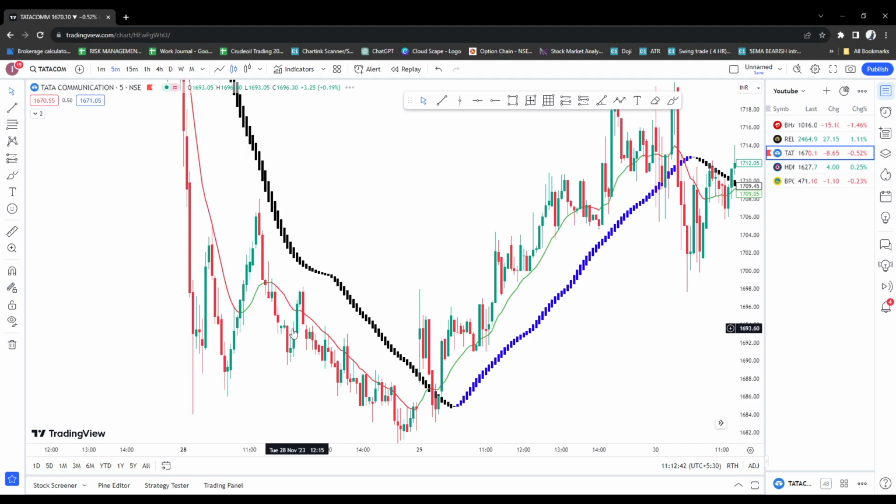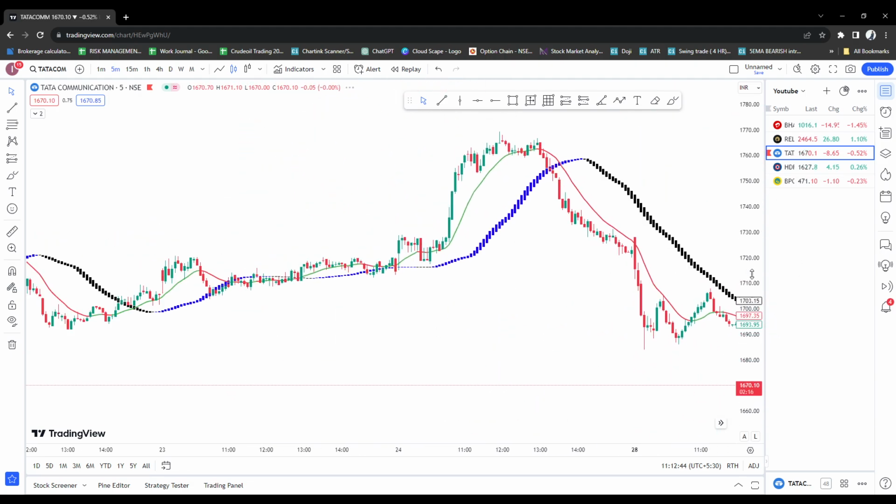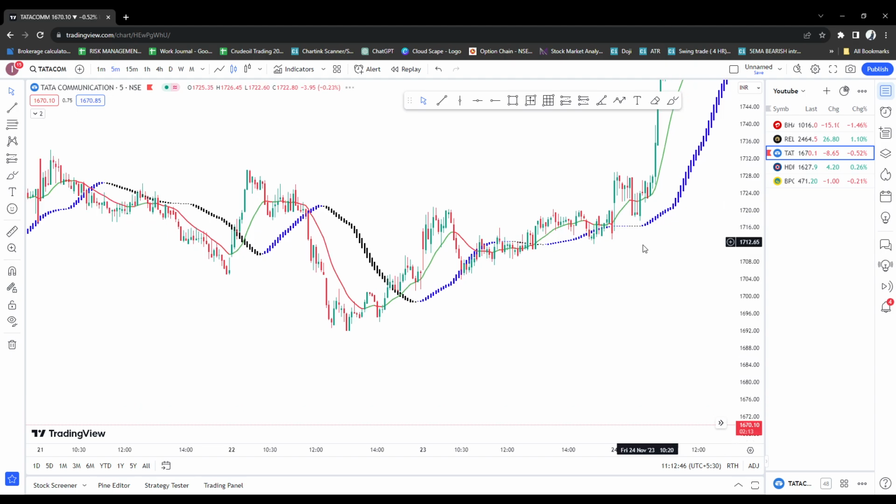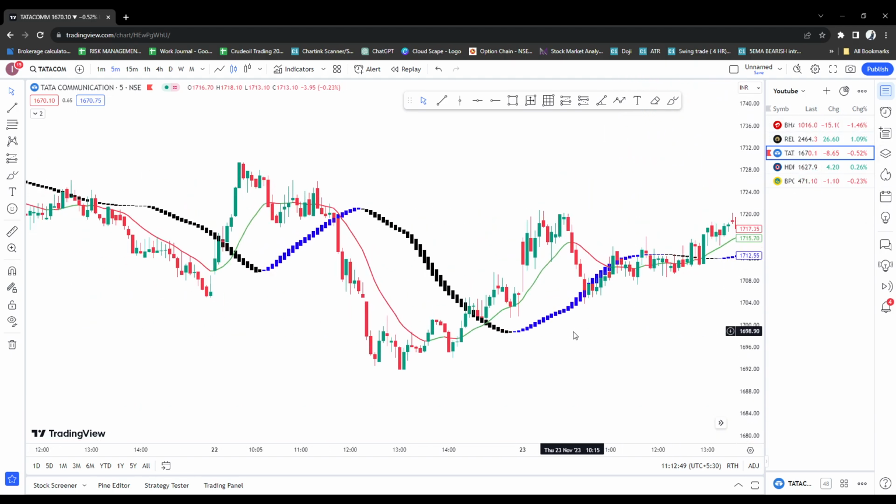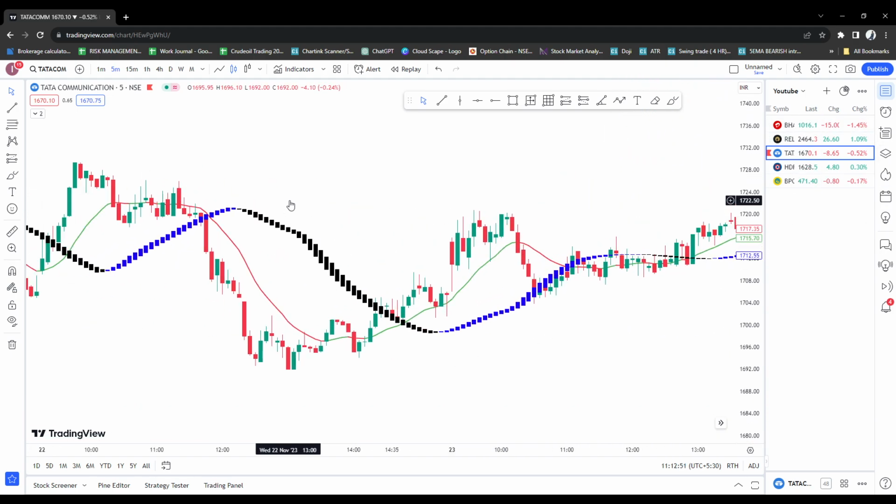Guys, this is a very good strategy. You have to use it, but you have to take at least 300 trades in total. Only then will you know the win ratio of this. This strategy has a very high win ratio.